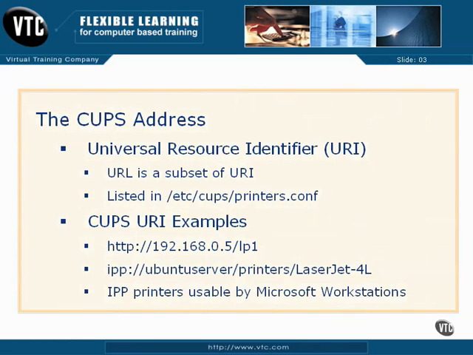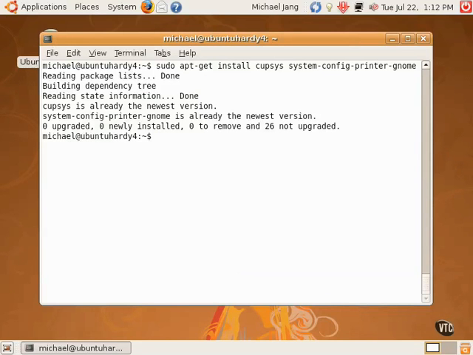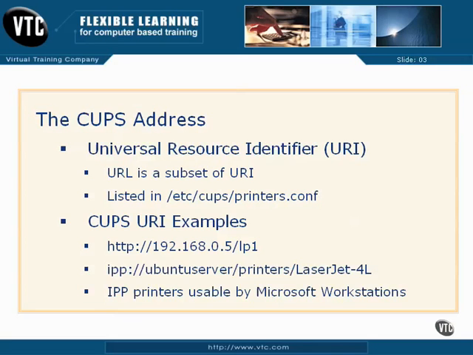When you see a cups configured printer, the address to that printer sort of looks like a URL such as www.vtc.com, but it's actually a URI, short for Uniform Resource Identifier. A URL is a subset of a URI. The cups service is governed by a number of configuration files in the /etc/cups directory.